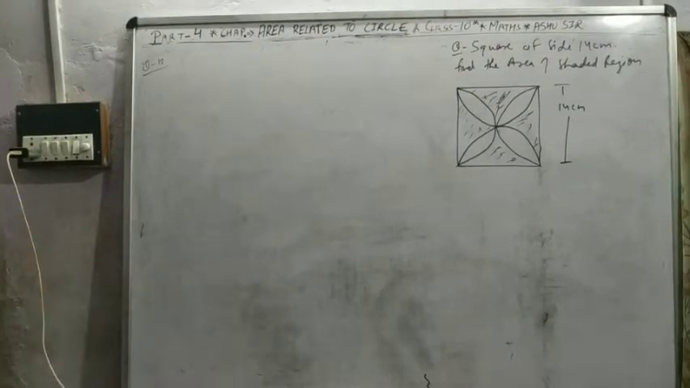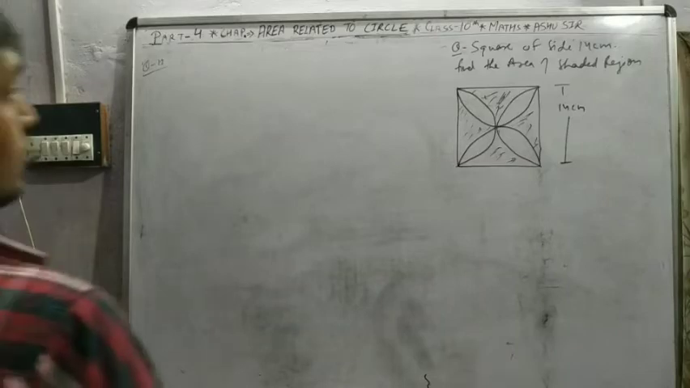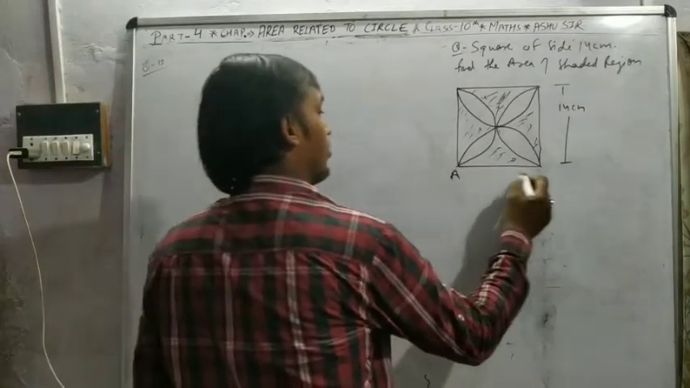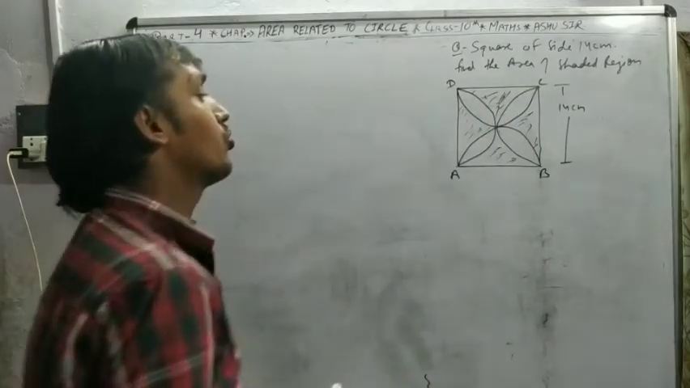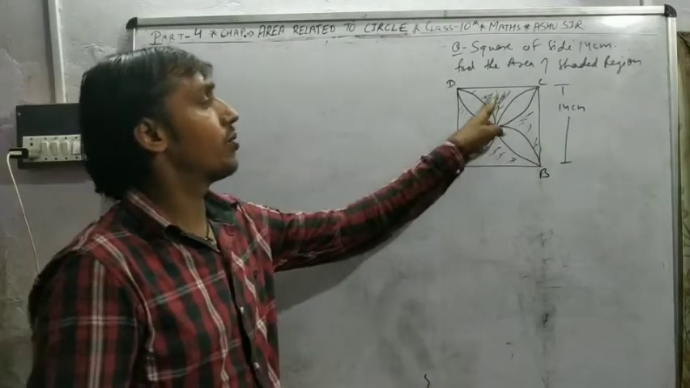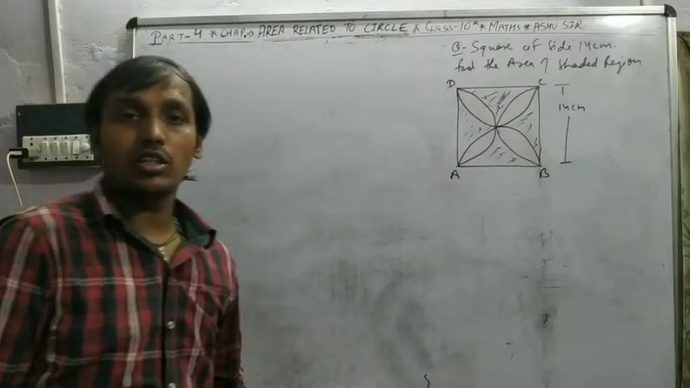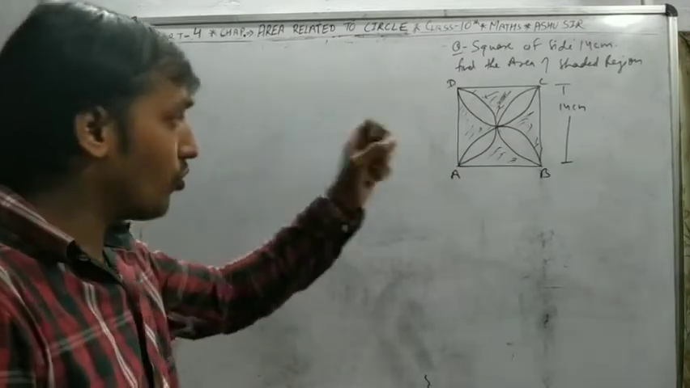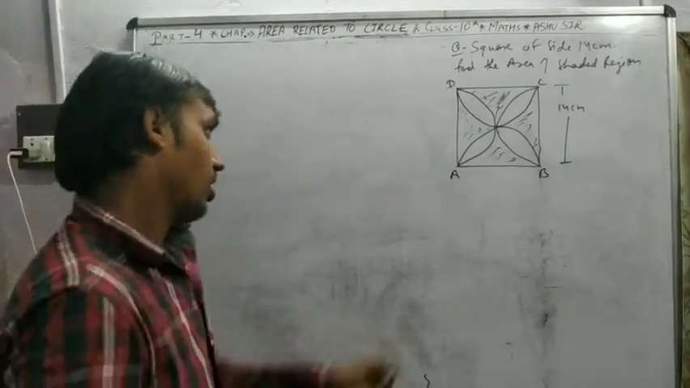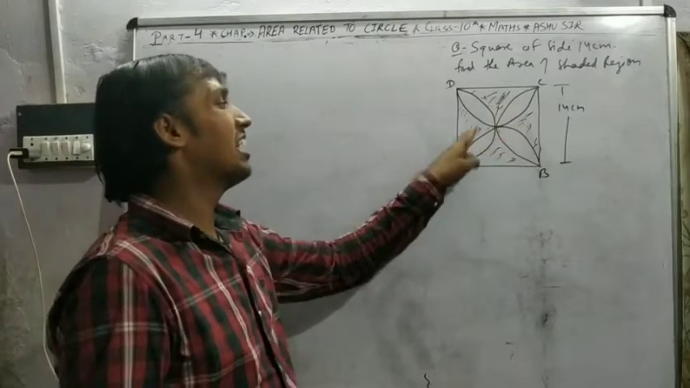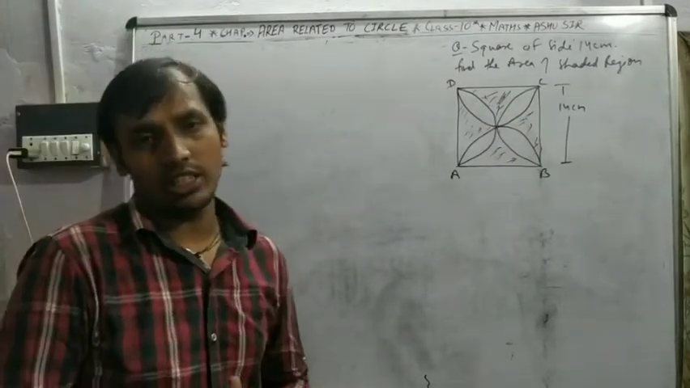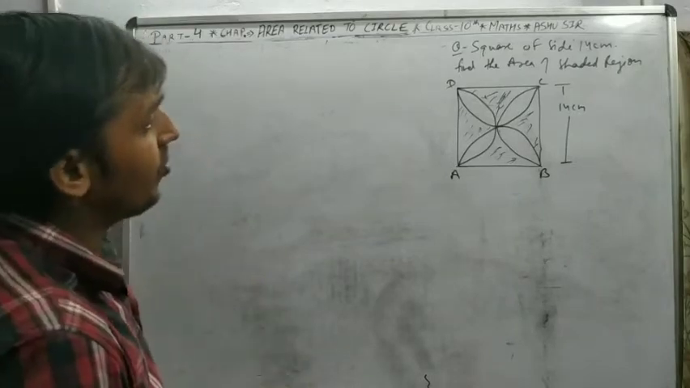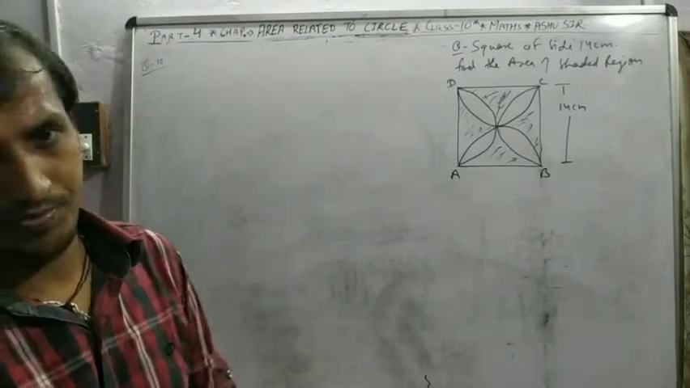See this question. Here is a square ABCD of side 14 centimeter. We want to find the area of the shaded region, this part. There are so many concepts to find the area. These parts, or the leaves, their areas are all different. We explain two points here. First we find it according to the figure.